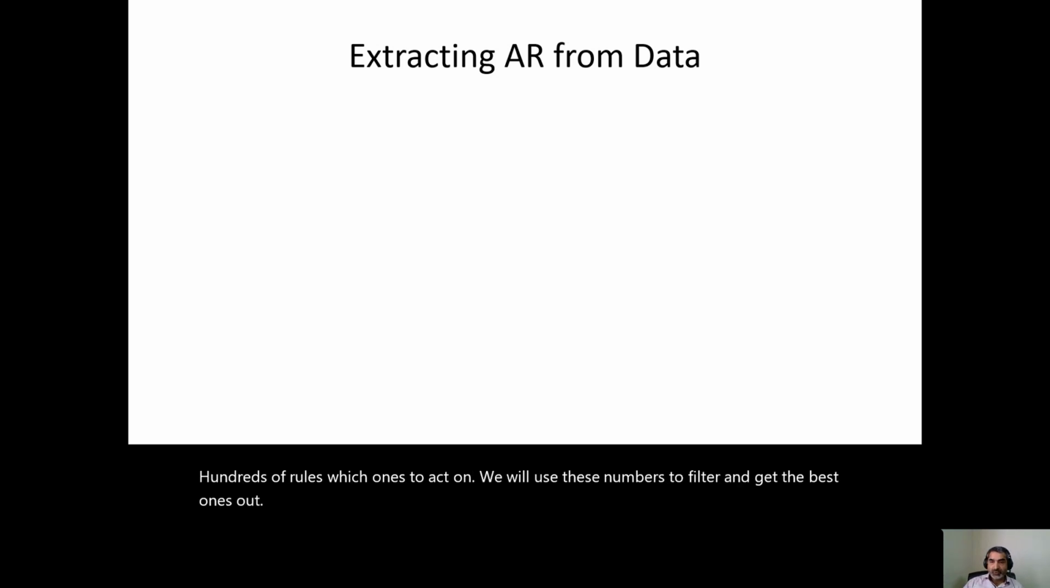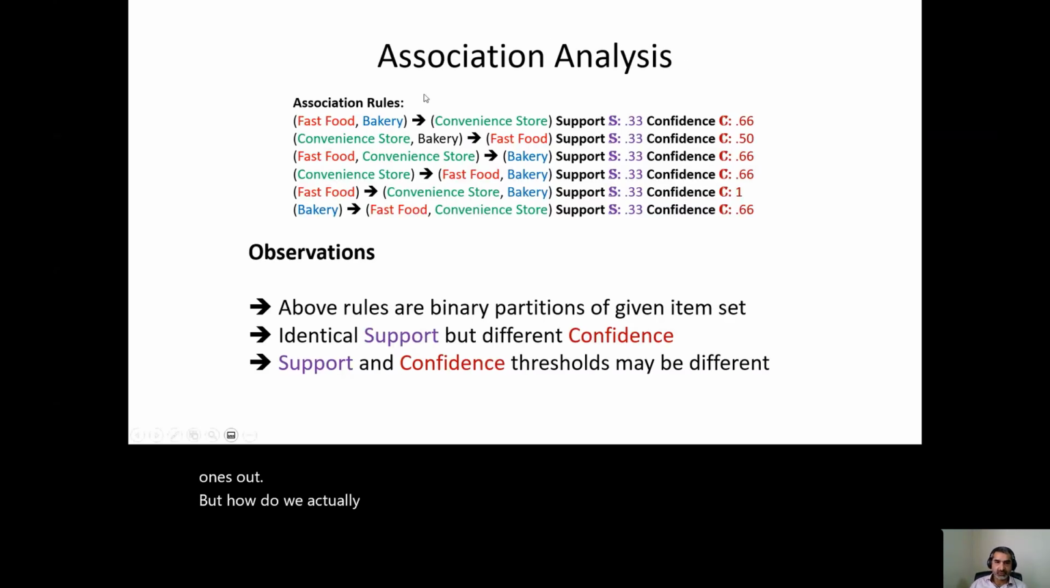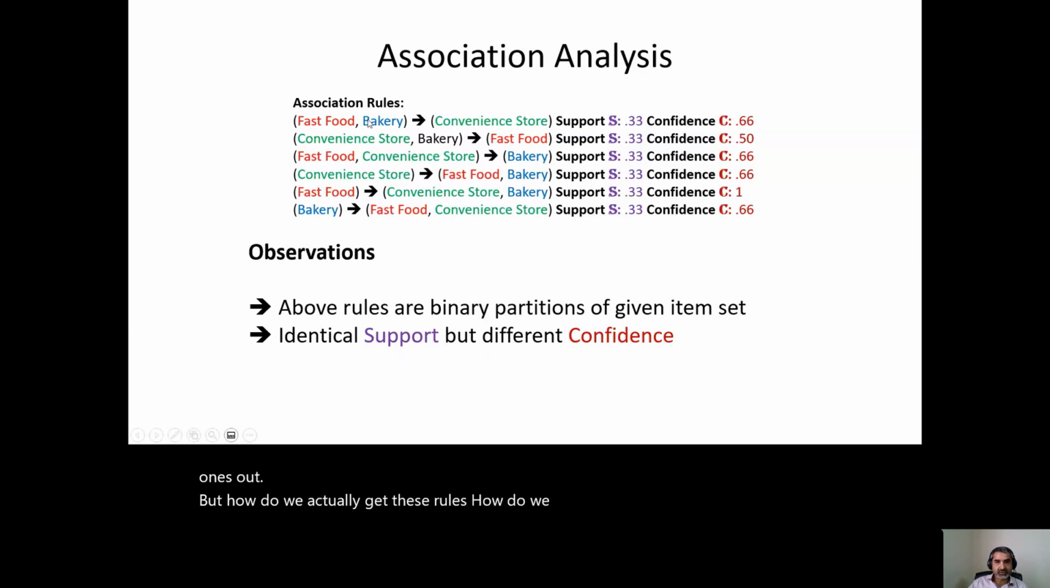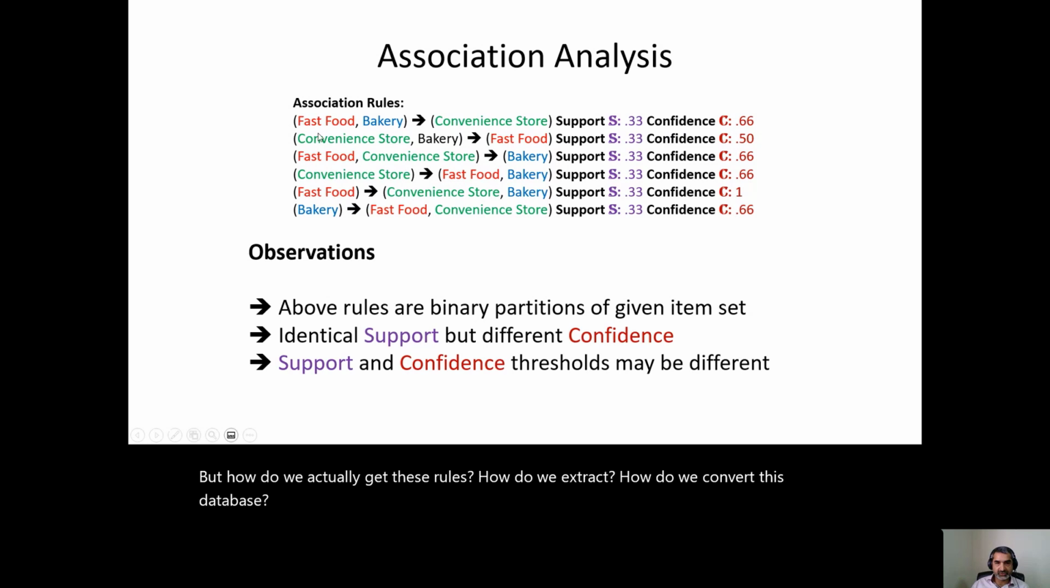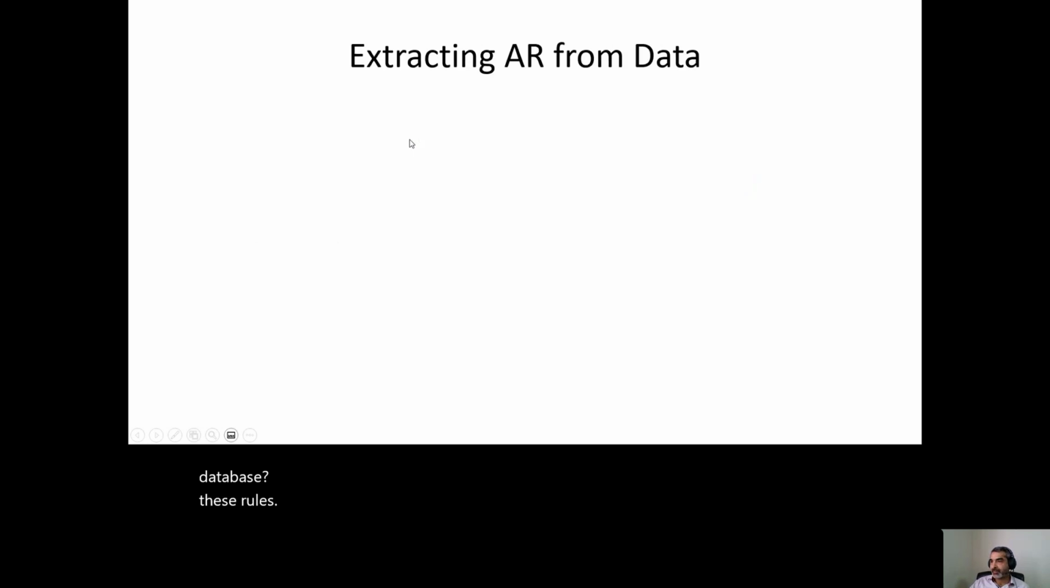But how do we actually get these rules? How do we extract them? How do we convert this database into these rules? We need some technique now. The databases are not like the 6 transactions that we deal with.